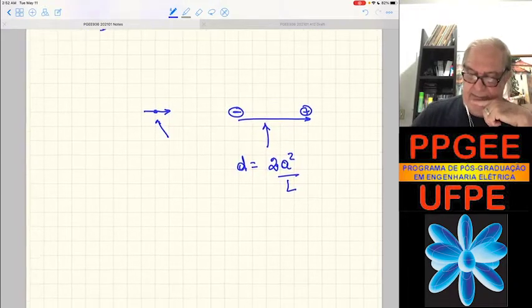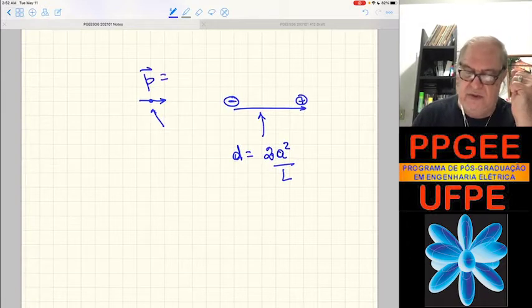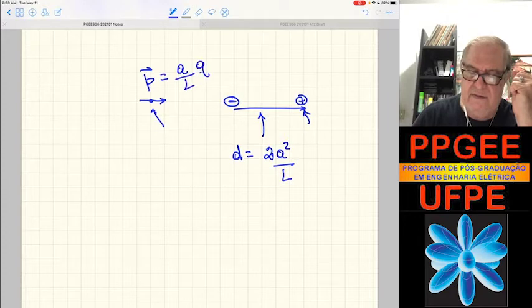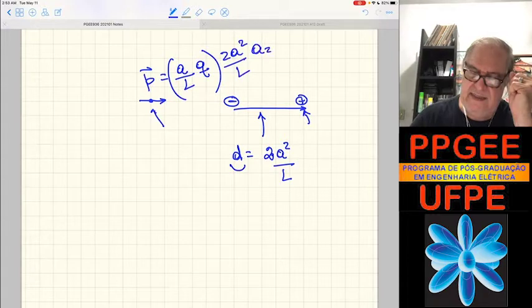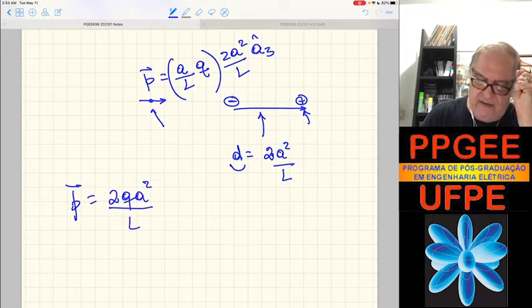So it means that we have a dipole moment equal to this charge, which is A over L times Q, the positive charge, times the distance, which is 2 A squared over L, times AZ. So we have a dipole which is 2Qa squared over L squared AZ.